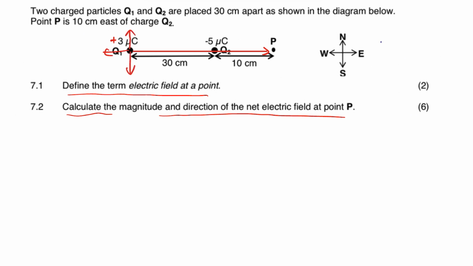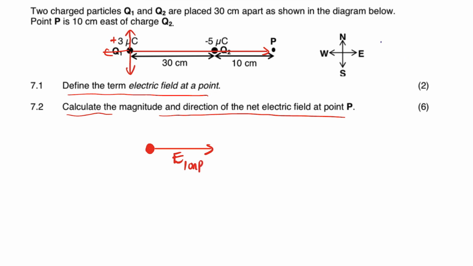So the electric field strength that is going to be experienced by P, let me draw a free body diagram. The electric field strength experienced by P due to Q1 is going to go to the right. So we're going to say it's the electric field of Q1 on P, right?